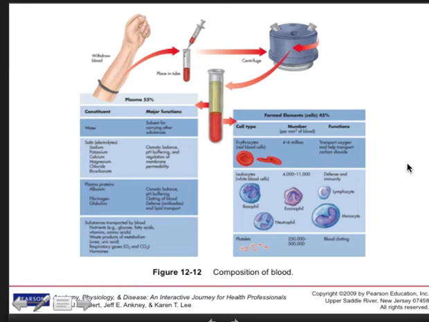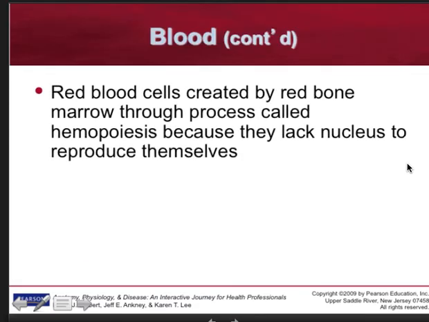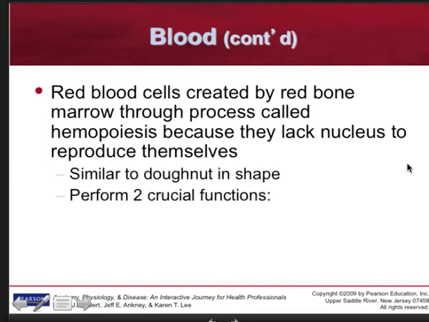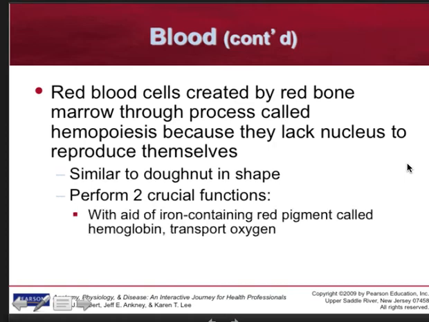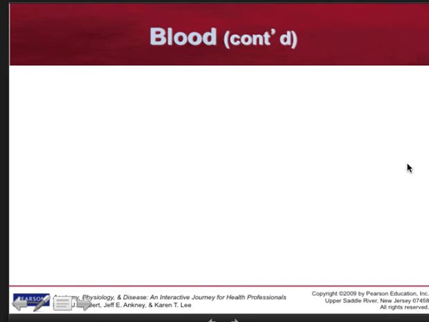But essentially you should have red and white blood cells, platelets, and a significant amount of plasma in healthy blood. The red blood cells are created by red bone marrow through a process called hematopoiesis. Because they lack a nucleus in order to reproduce themselves, they look kind of like a frisbee. They're biconcave discs, and they primarily transport oxygen in the body through the use of a pigment called hemoglobin, which contains an iron ion as a binding site. And on a lesser scale, it transports carbon dioxide from the cells to the lungs for removal.